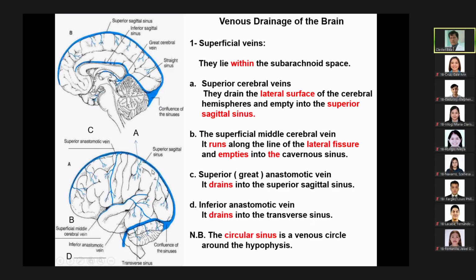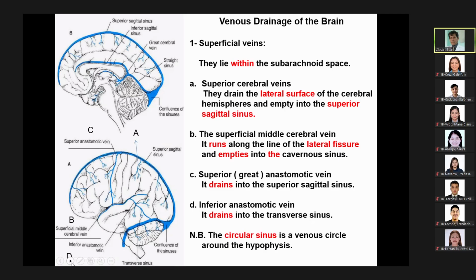If you have a problem with the venous flow here, then it can backflow into the superficial middle cerebral vein and outward into your inferior anastomotic vein to drain to the transverse sinus. Okay? This is the inferior anastomotic vein. Alright, so those are your superficial veins of the cerebral cortex.